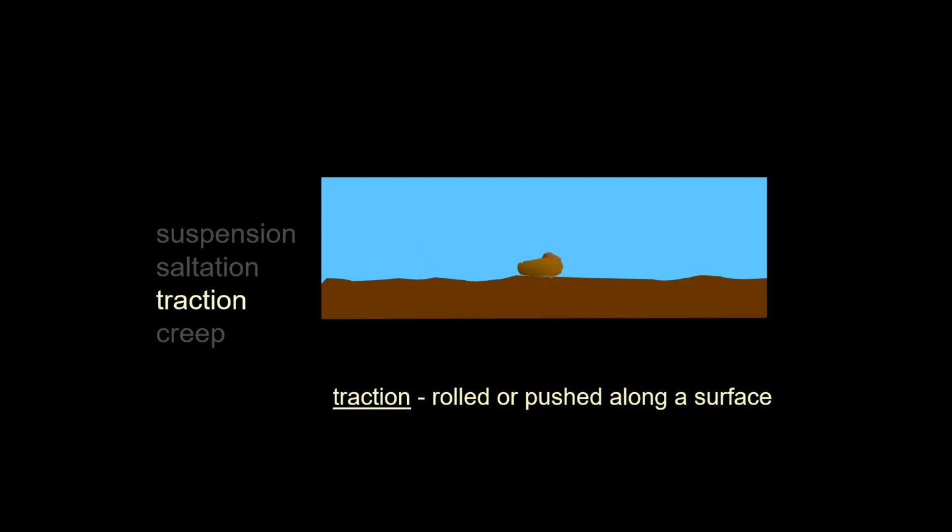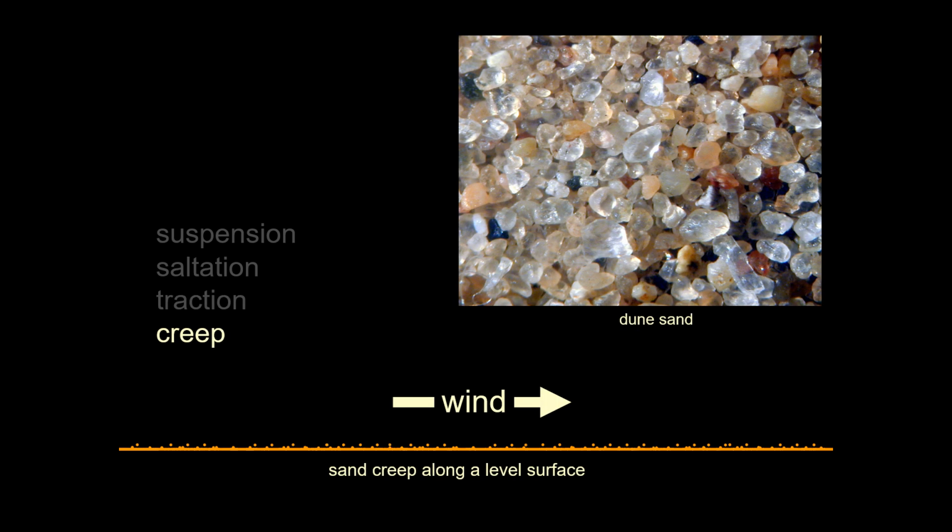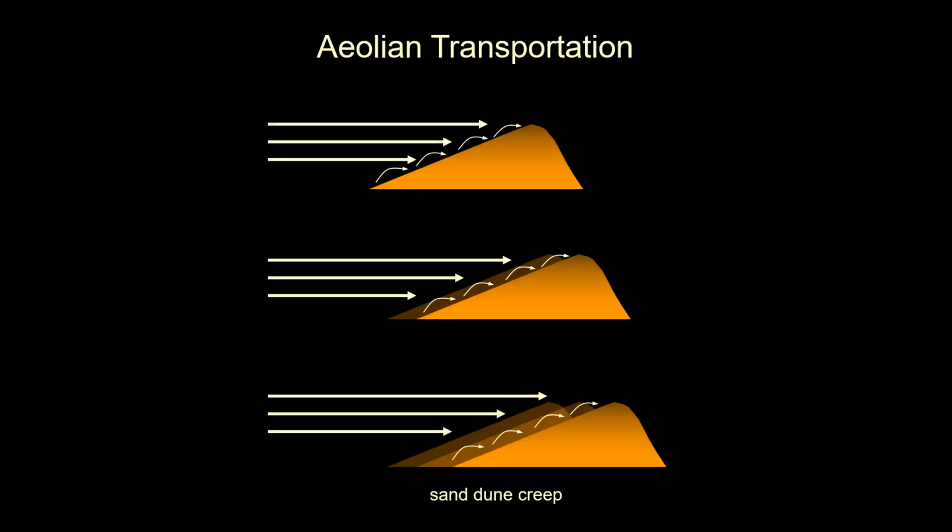Traction is where materials are pushed or rolled along the surface by heavy winds. It may take a while for something to be rolled in traction, but that usually refers to the heavier materials that are too big to be carried in suspension or picked up for short distances in saltation. And then creep is the process where the whole surface of the ground moves. So creep is where the whole surface seems to be moving in response to the blowing wind.